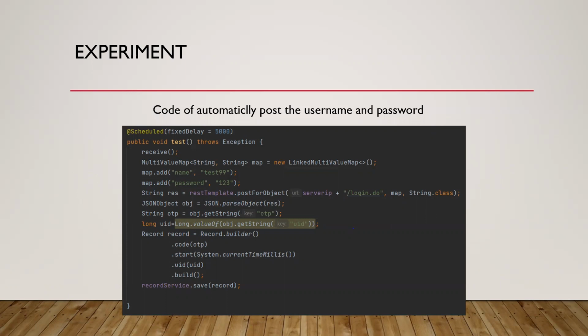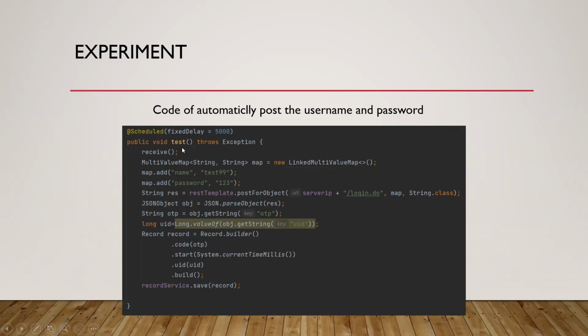This is the code of our automatic test. This is the first part. I will input the test users and test password here, and we'll do the post functions to the login APIs, and we'll save the TOTPs and current time and UIDs in the record tables. The record tables is used to do the data analysis.